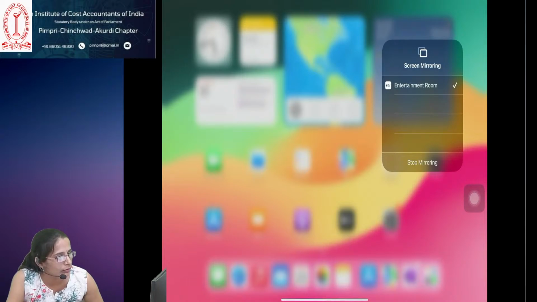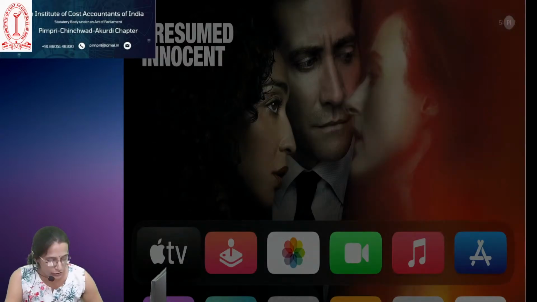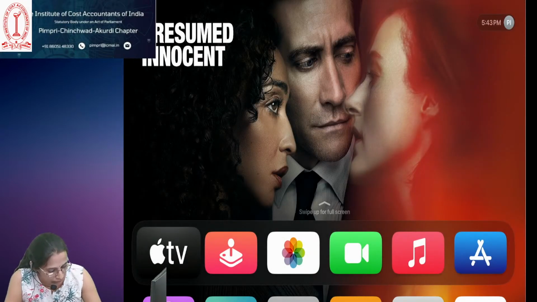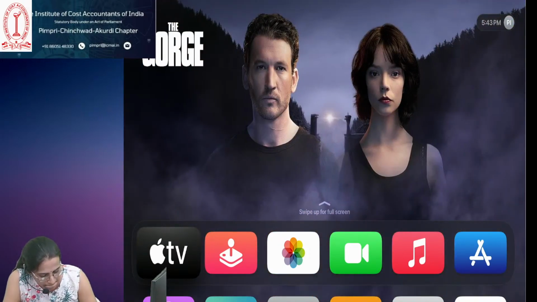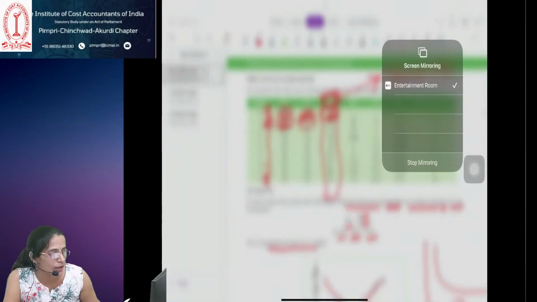What happened? Why are we not able to see the screen? Unable to connect the entertainment room. Now it is.